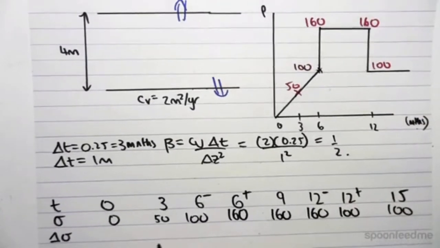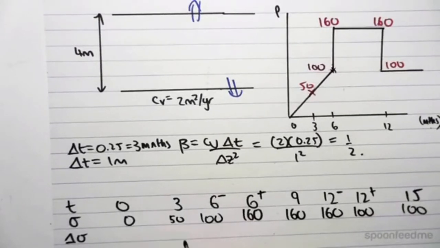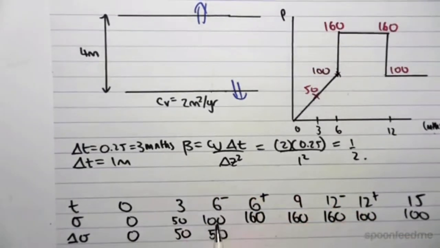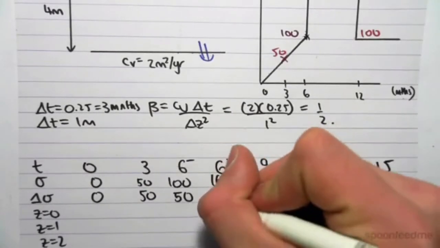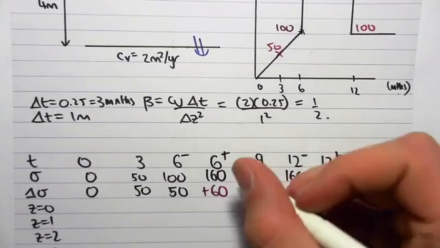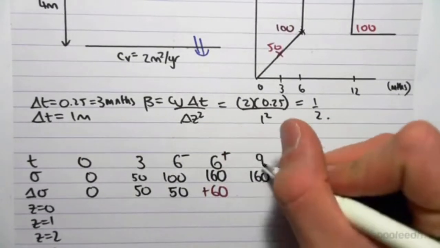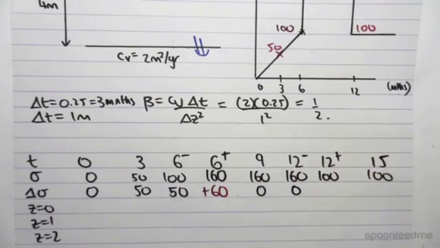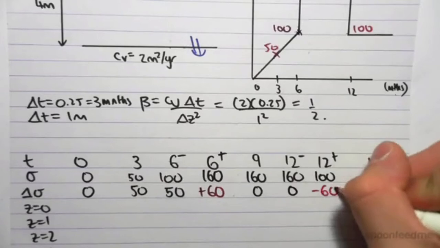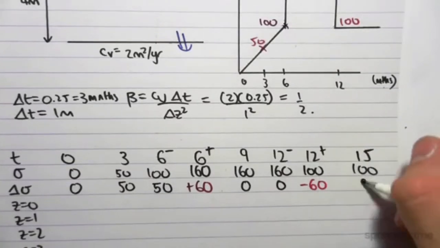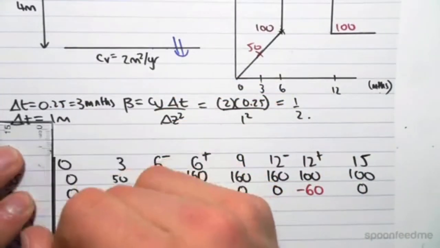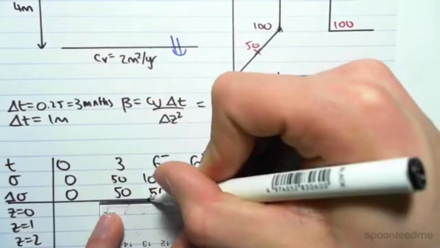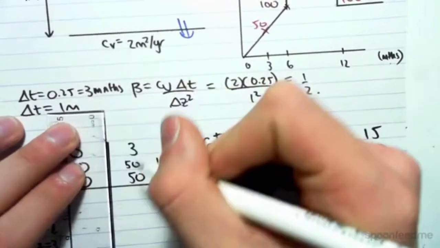We would then find the change in stress for every increment from 0 to 3 months. So this would be 0. We've gone from 0 to 50, so increased by 50. We've gone from 50 to 100, so we've increased by 50. We've gone from 100 to 160. I'm going to draw this in red, plus 60. You're going to see why in a sec. This one from 6 positive to 9 is 0. From 160 to 100, we've decreased by 60. And from 100 to 100, we're having no stress change. So now we can rule this off, and we can draw in columns.